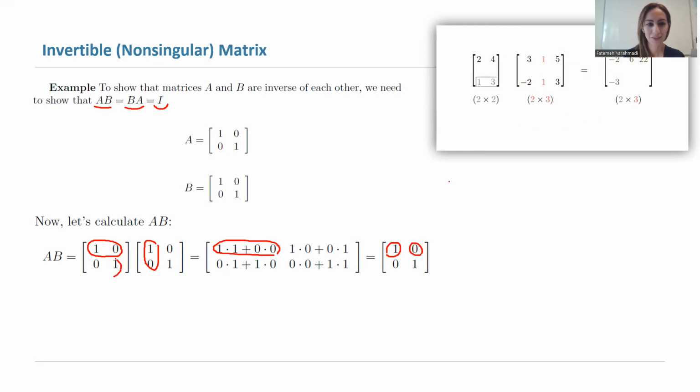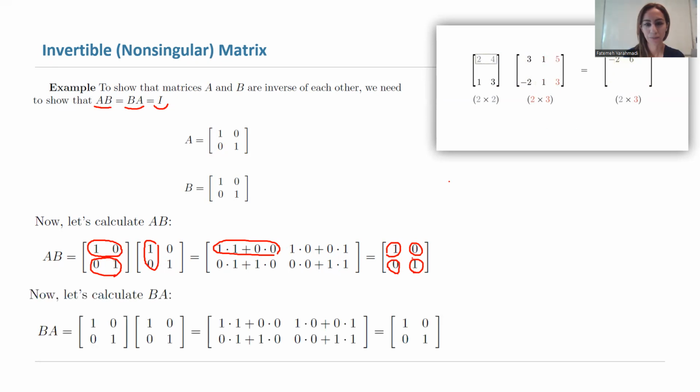Then on the second row, you have 0 and 1. Multiply that by the first column, which is 0 times 1 plus 1 times 0, which is going to be 0 again. And then the last column is 0 and 1. So 0, 1 multiplied by 0 and 1 is going to be 0 times 0 plus 1 times 1, which gives you basically 1. Hey, I got the identity matrix. So far, the multiplication of A and B is the identity matrix.